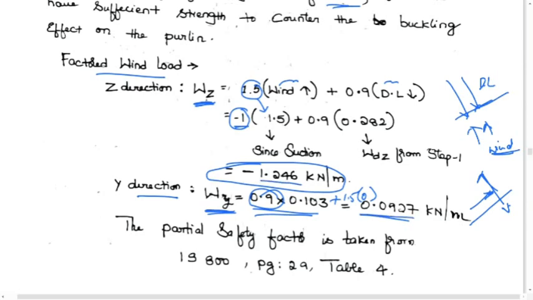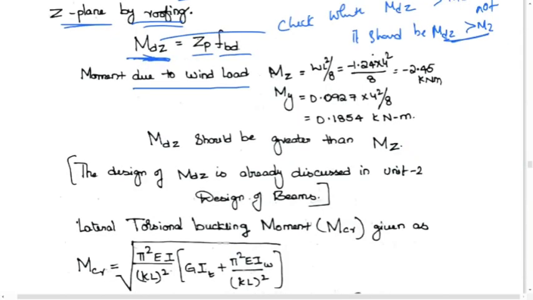1.246, 0.0927. So calculate the moment due to that Mz and My. This is just because of wind load, and Mdz should be greater than Mz. How much is it? 2.45.